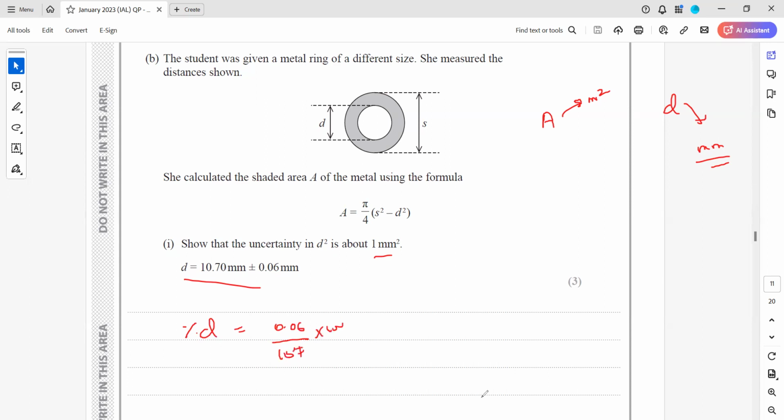This will give us the percentage uncertainty in D, which is 0.55%. Then what is the percentage uncertainty in D square? 0.55 multiplied by 2, so it will be 1.1%. That is the percentage uncertainty.